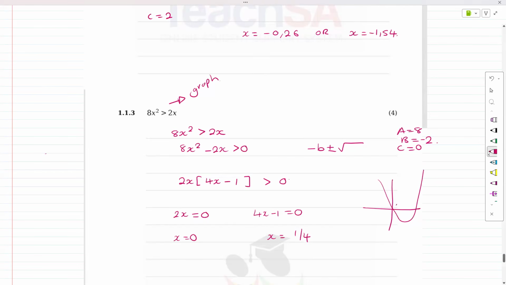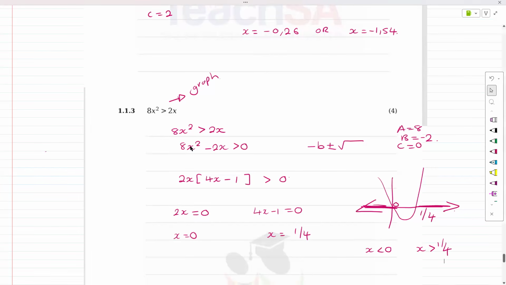Yeah. This is 0 and a quarter. And that's all there is to this question, right? We can see the values would go there. The values would go there. But even if you didn't want to do that, guys, you could have said x is less than 0, x is greater than 1 over 4. Up to you guys to decide what you want to do.